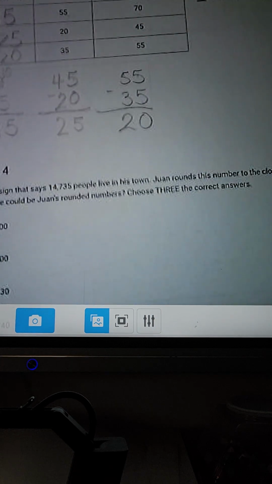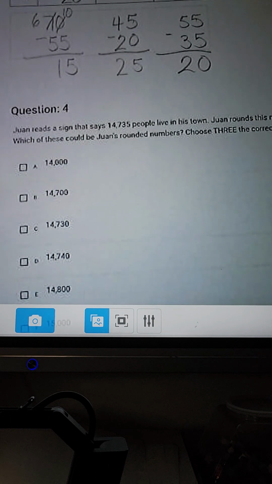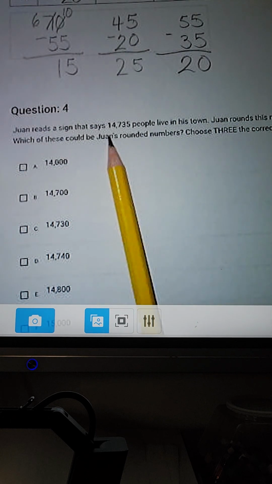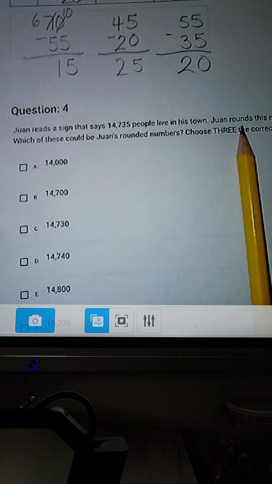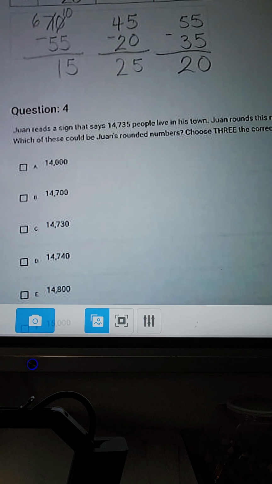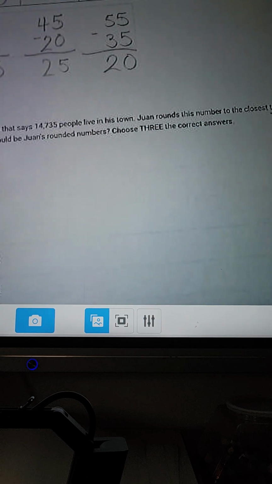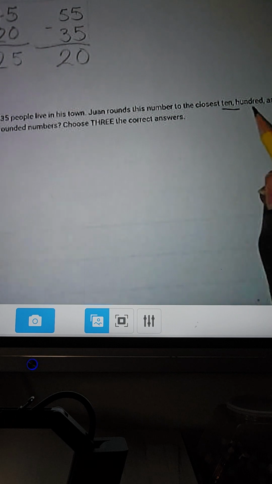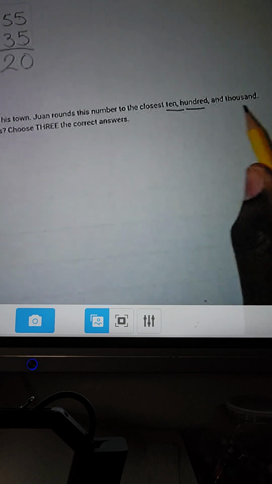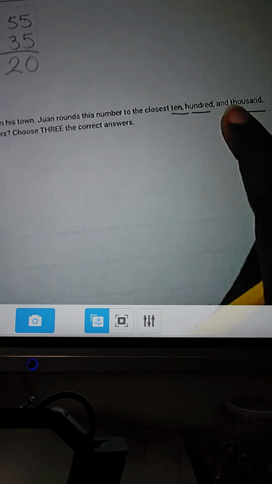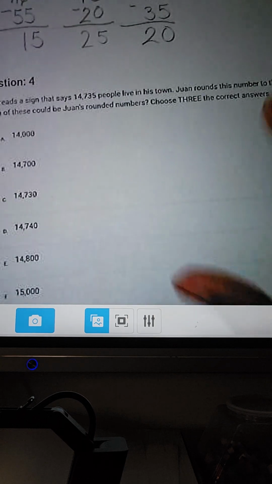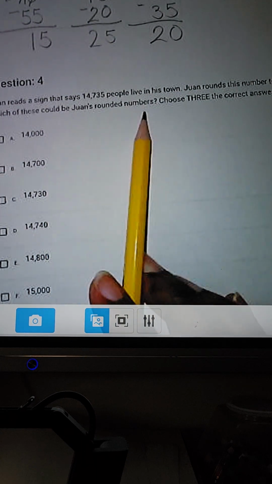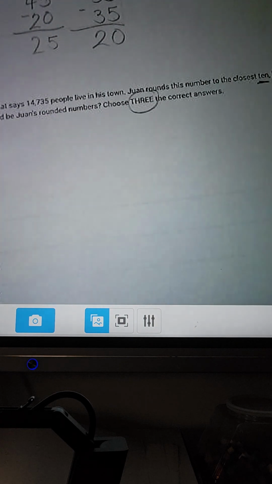Okay? Question number 4. Juan reads a sign that says 14,735 people live in his town. Juan rounds this number to the closest 10, the closest 100, and 1,000. So that's three different places to round to. So we've got to be very careful with this one. Which of these could be his rounded numbers? Choose three of the correct answers.